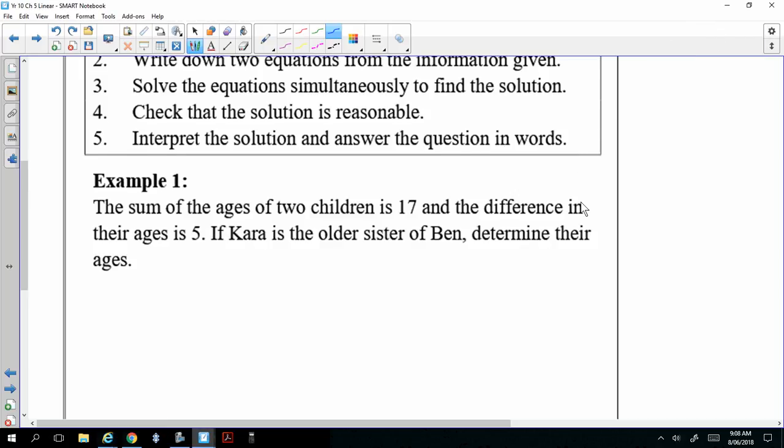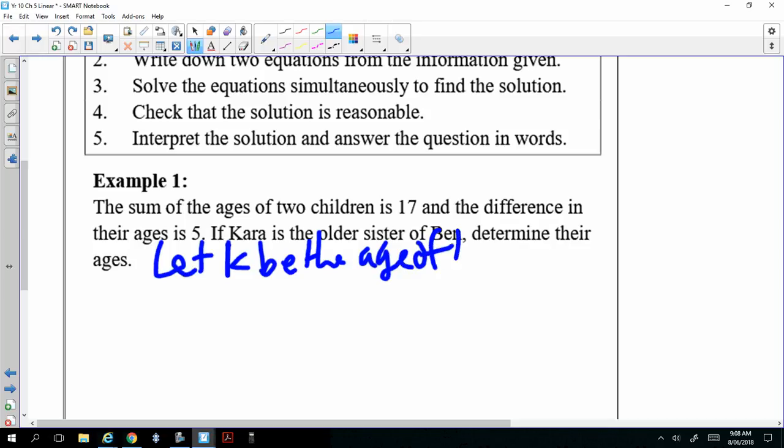To make things easy, instead of using X and Y, I'm going to let the age of Kara be K and let the age of Ben be B. So let K be the age of Kara, and then I'm going to use capital B because small b looks like a 6. So capital B is the age of Ben.